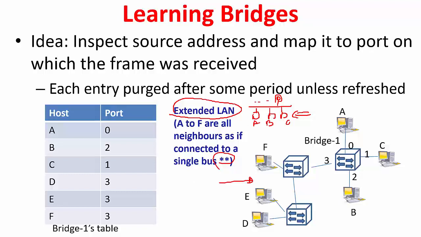So how do you do better forwarding? Suppose A has a packet that it wants to send to D. So the source will be A, the destination will be D. Now this packet is received by bridge 1 on port 0. It doesn't know where D is, so it sends it out on all of its interfaces. But when bridge 1 sees this packet, it knows that the source A is in this direction, so it will make a note in a table saying: to reach host A, in other words, if someone were to send a frame where the destination is A, I need to send it out on port 0.